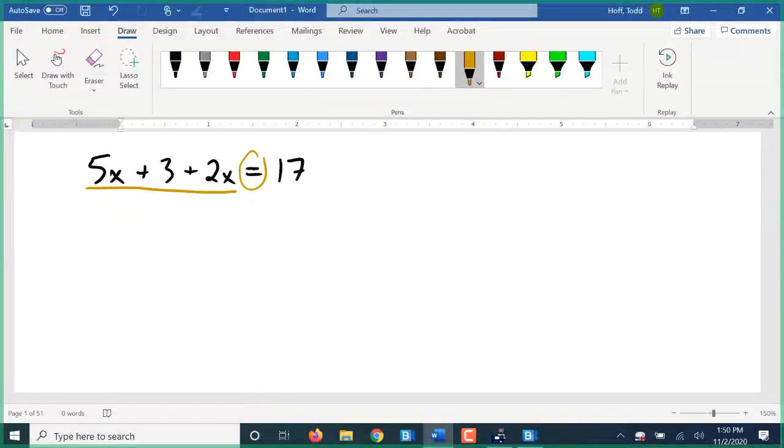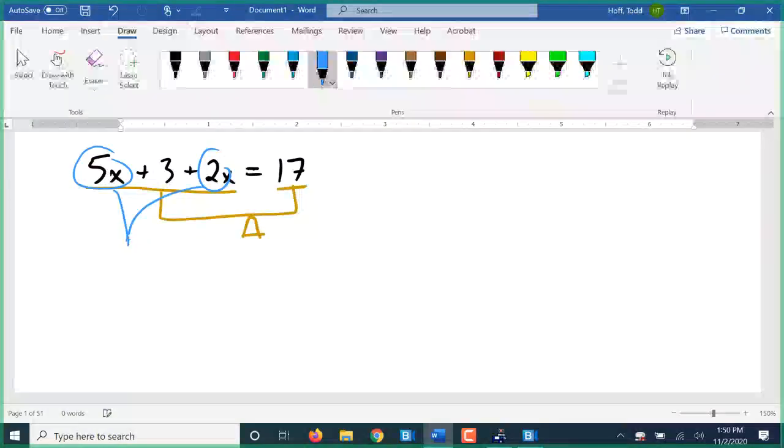Well, if we're still looking at these equations, with that idea of being a balanced scale, the 5x and the 2x are both on the same side of the scale, which means I can go ahead and just push them together. 5x and 2x make 7x. Still have the positive 3 there. And that will not change the balance of the scale. It does not change the equation.